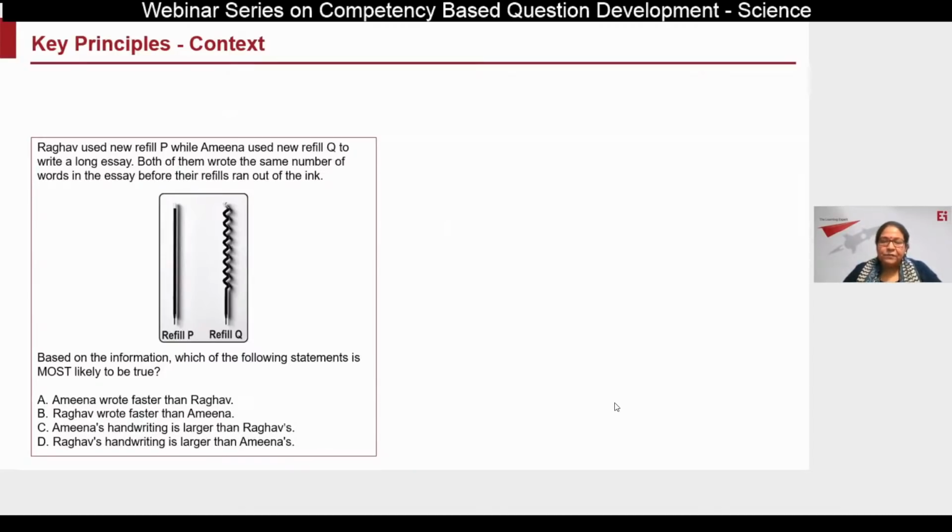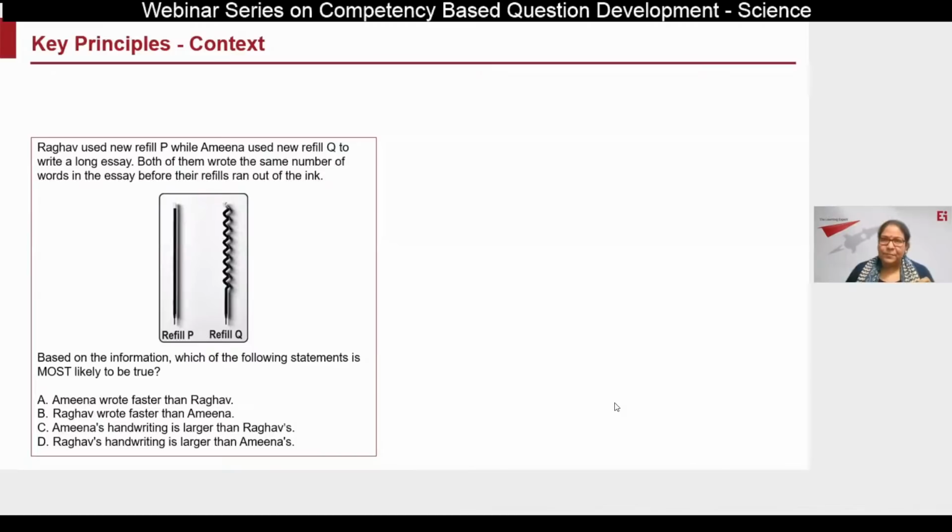Based on the information, which of the following statements is most likely to be true? And then you have 4 options that you can read at your pace. Now, if I notice this question, and you can see the picture, very nice, clear picture, the question is also good, right? It helps me understand, helps the student reason and arrive at the correct answer.